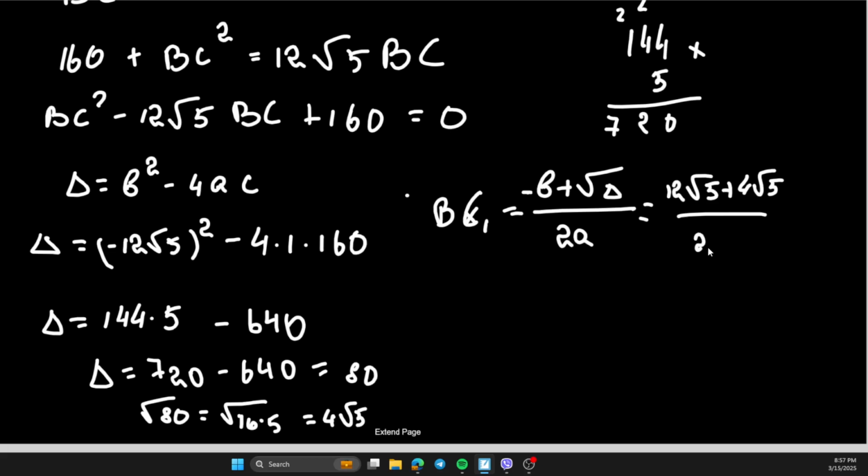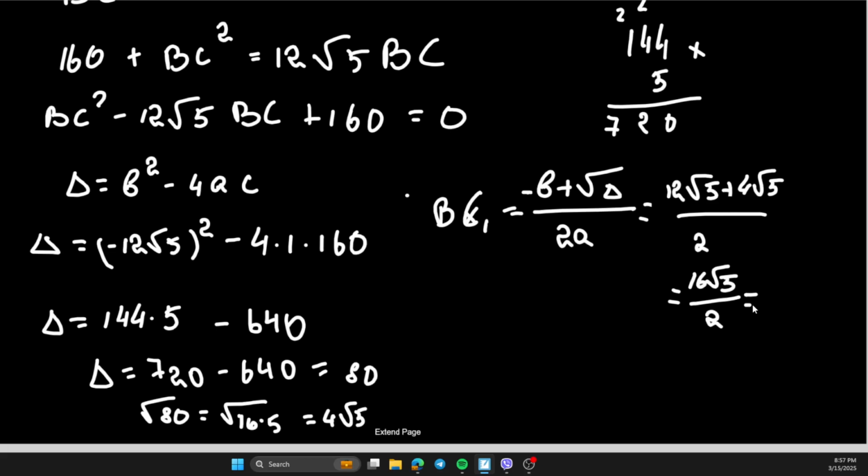Over 2 times 1. Now BC1 is 16, yeah, 16 square. Can you add the square? No, I don't think you can. Yeah, you can. You just save the square root of 5 as a common factor, and you just have 12 plus 4, which is 16.